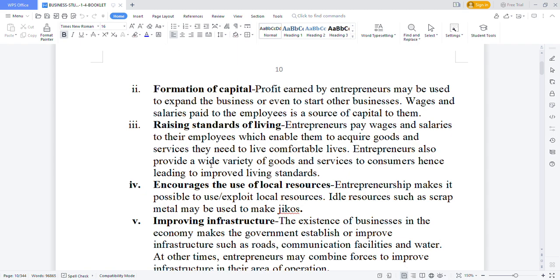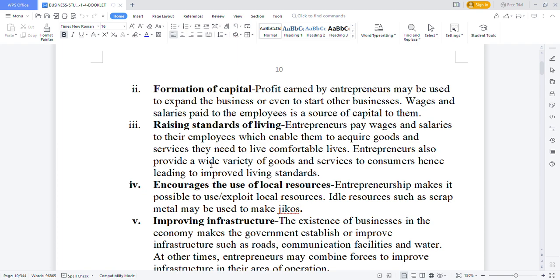The next one is formation of capital. Profits earned by the entrepreneurs may be used to expand the business or even start other business. Wages and salaries paid to the employees is a source of capital to them. Another one, raising standard of living. Entrepreneurs pay wages and salaries to their employees, which enable them to acquire goods and services they need to live comfortable lives.